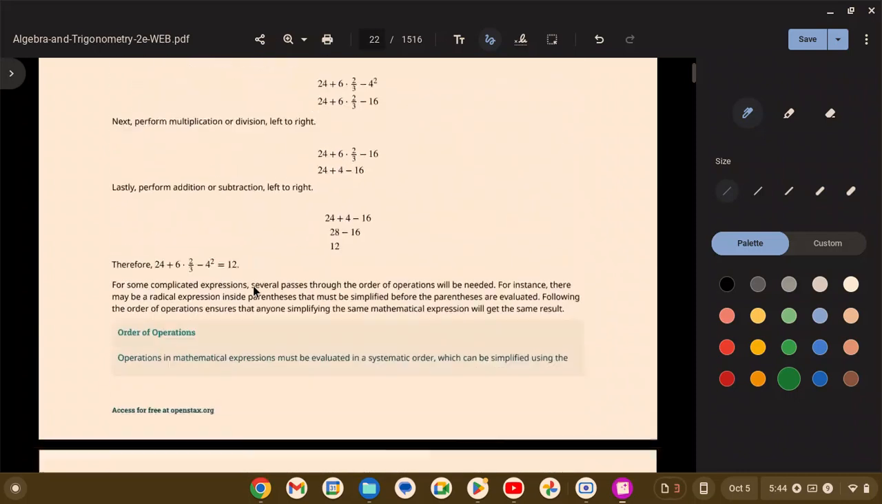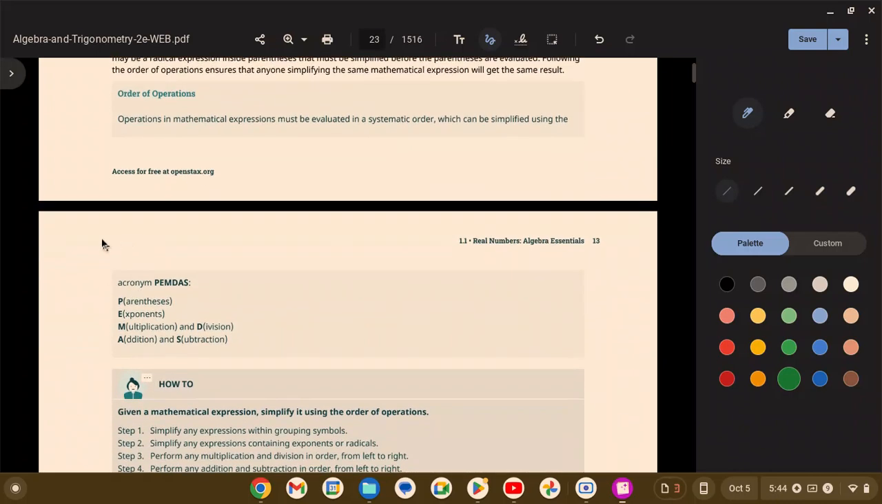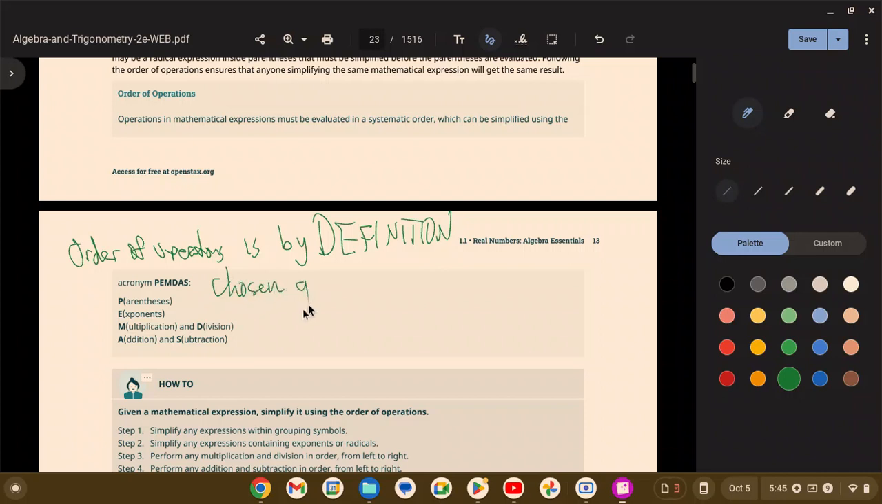Order of operations, let's go down here. Order of operations is by definition chosen given the desired conclusion.